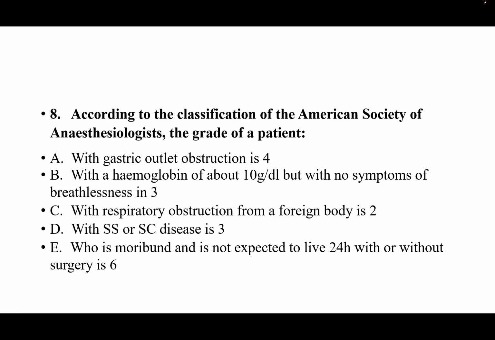A, with gastric outlet obstruction is 4. B, with hemoglobin of about 10 grams per dL but with no symptoms of breathlessness is 3. C, with respiratory obstruction from a foreign body is 2. D, with SS, sickle cell, or SC disease is 3. E, who is moribund and not expected to live 24 hours with or without surgery is 6. Who wants to grade the ASA for us? American Society of Anesthesiologists, ASA 1 to 6.